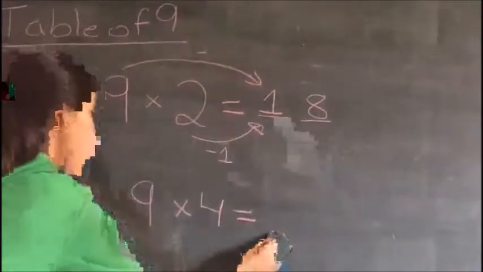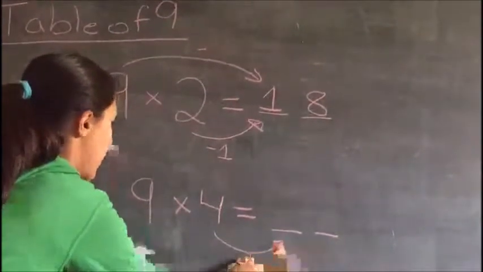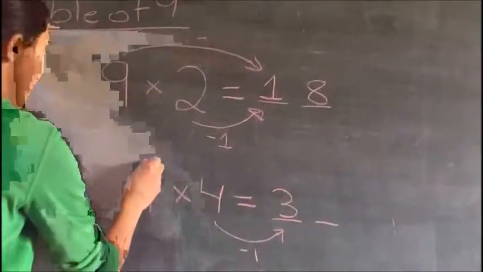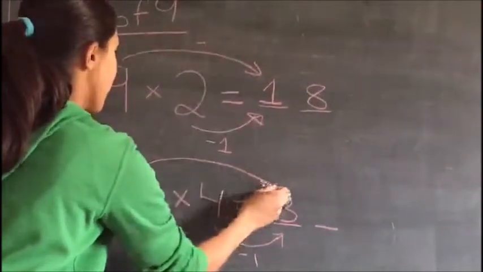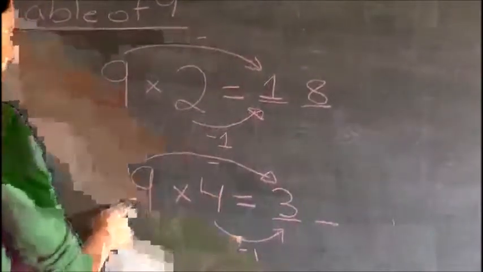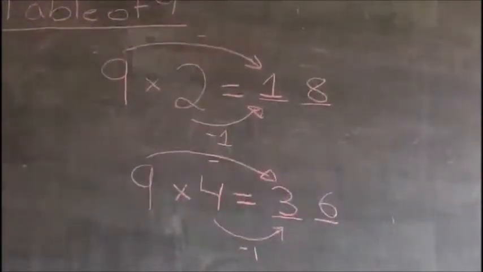And we just repeat the same steps to get our answer. We just go 4 minus 1, and that is equal to 3. And then we go 9 minus whatever number is here. In this case, it is 3. So we go 9 minus 3, and that is equal to 6. And again, we have our answer. 9 times 4 is equal to 36.